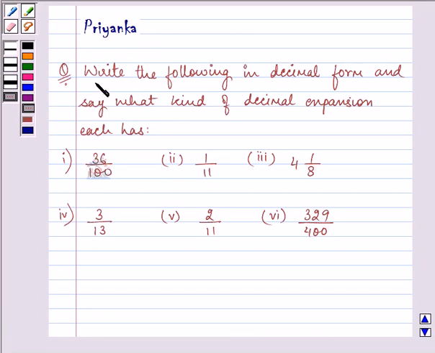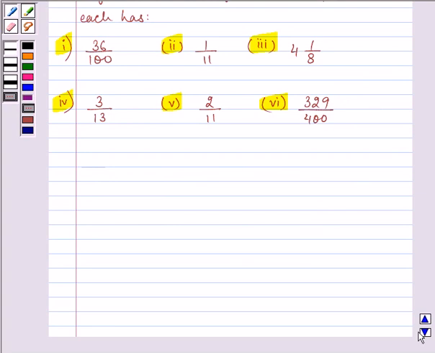The question says: write the following in decimal form and say what kind of decimal expansion each has. First of all, we need to convert it into decimal form, and then we need to tell what kind of decimal expansion it is. These are the 6 parts of the question given to us, and we'll proceed one by one. But before that, we should be well versed with the kinds of decimal expansion.